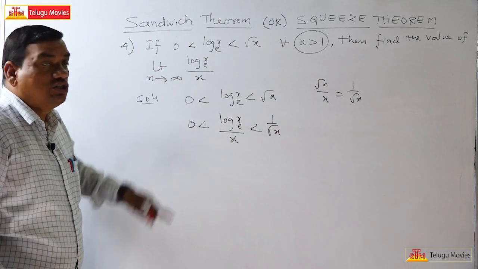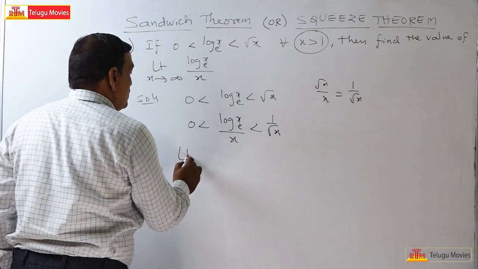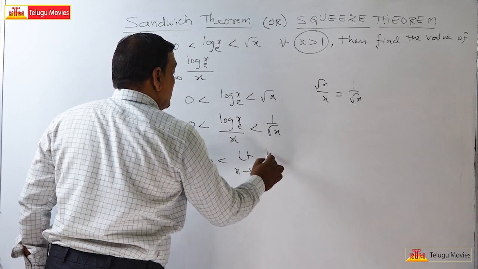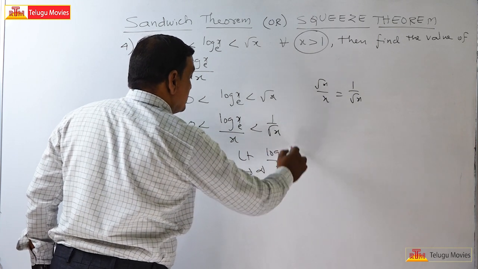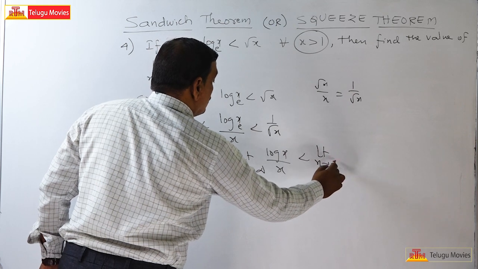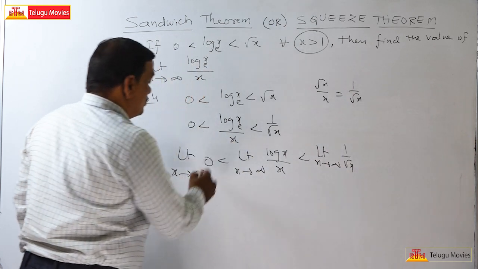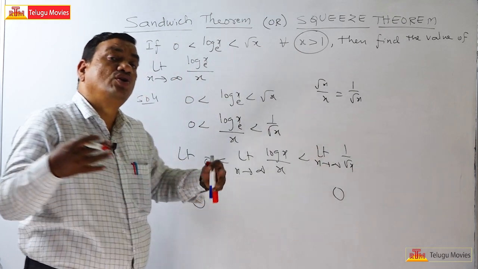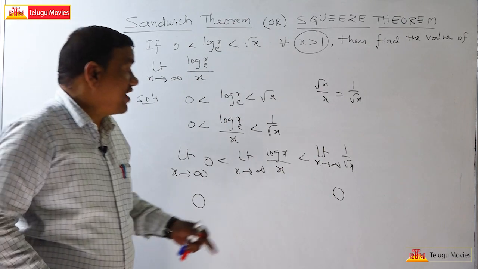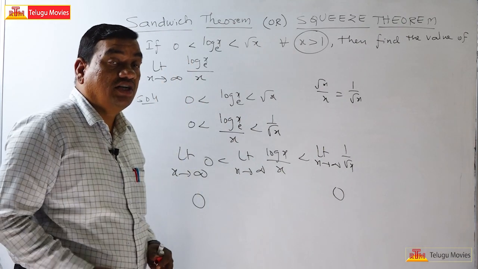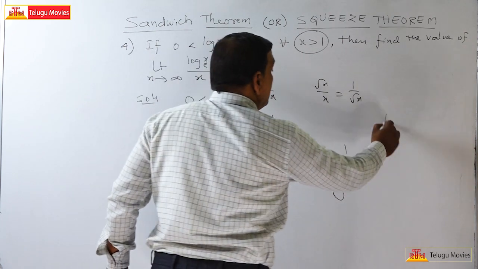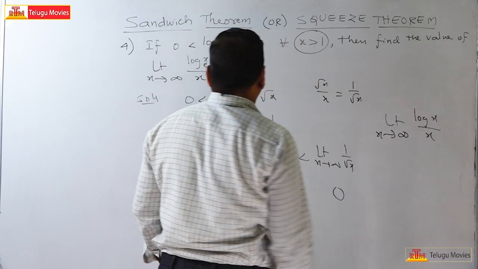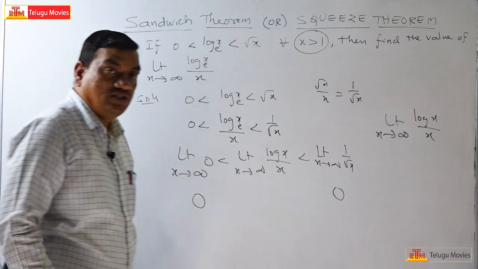Now apply limit x tends to infinity on either side. So this is limit x tends to infinity of 0, less than limit x tends to infinity of log x by x, less than limit x tends to infinity of 1 by root x. So this is 0, and this is also 0. As x tends to infinity, the denominator keeps increasing. Therefore, the whole fraction tends to 0. Therefore, finally, limit x tends to infinity of log x by x is equal to 0.